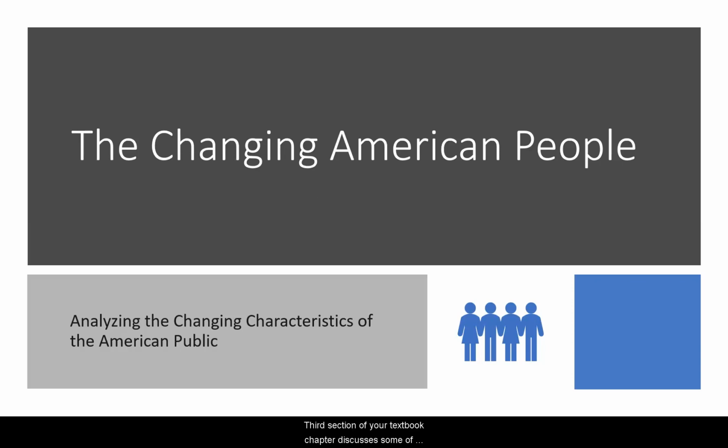The third section of your textbook chapter discusses some of the many ways in which the American public is changing. These changes have consequences for American government in terms of representation and demands for government action. This lecture will build upon some of the trends identified in your chapter.